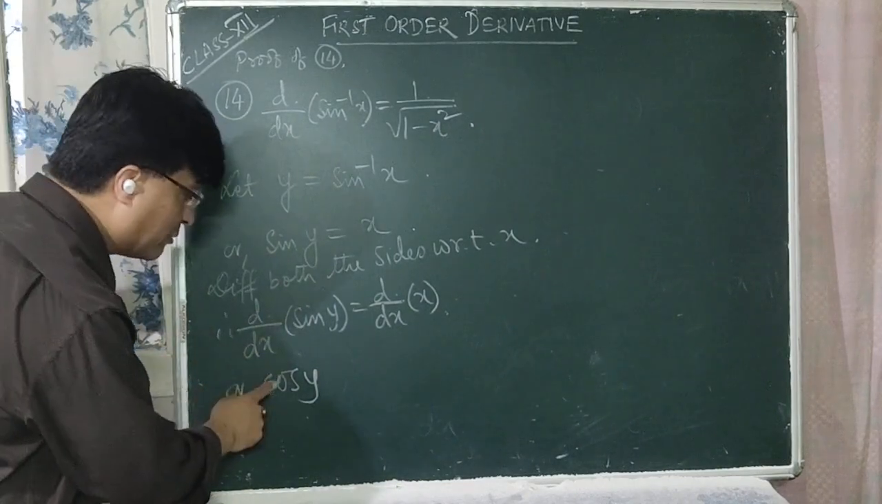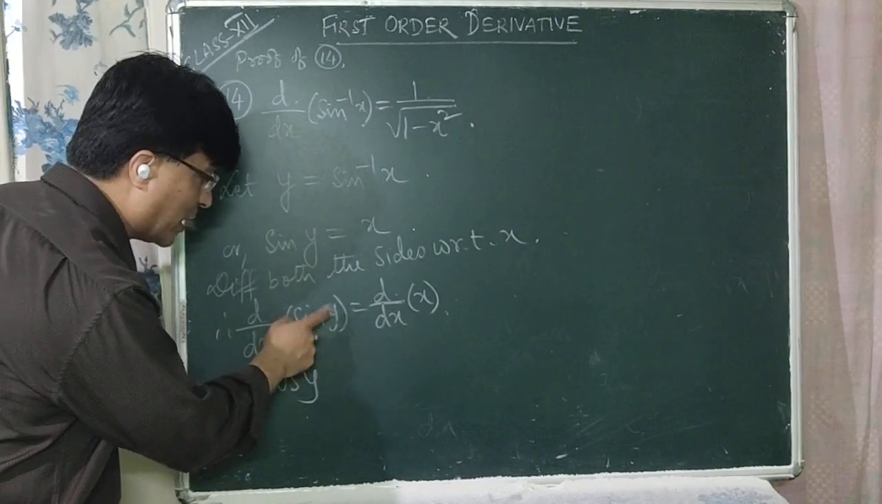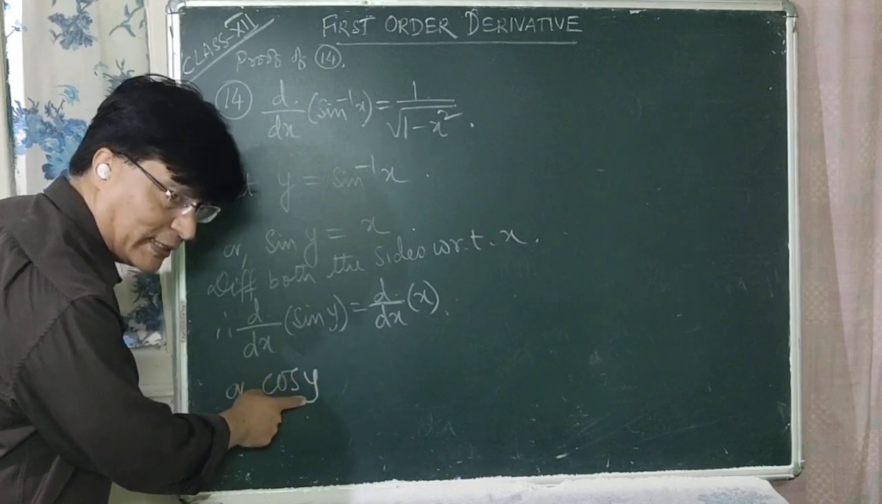Cos x. But can you write cos x here? Instead of x there is y, so you should write here y.